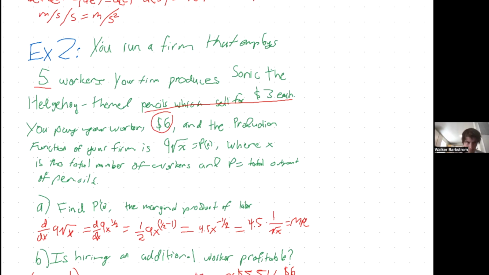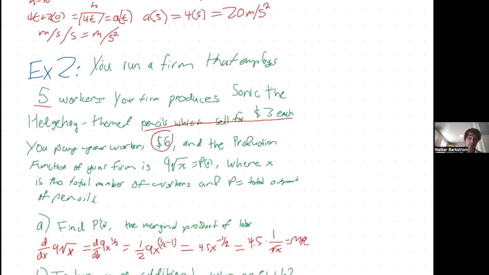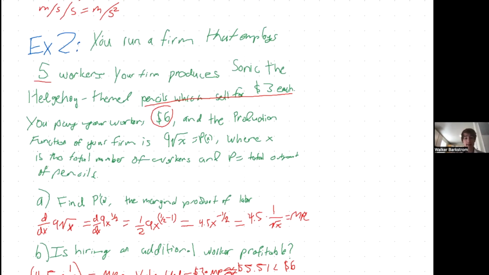So in order to find this, basically the problem says we have 5 workers. So if we hired an additional worker, we'd have 6. So we're going to put in 6 to our marginal product of labor equation to find the additional output, or in economics we say the marginal product, that this 6th person is able to produce. So that's going to be 4.5 times 1 over the square root of 6, which is approximately 1.837.